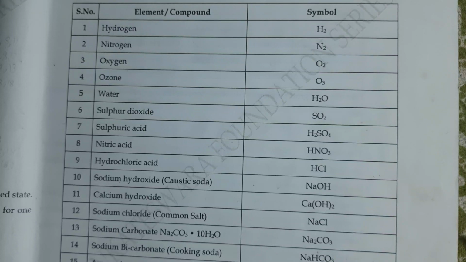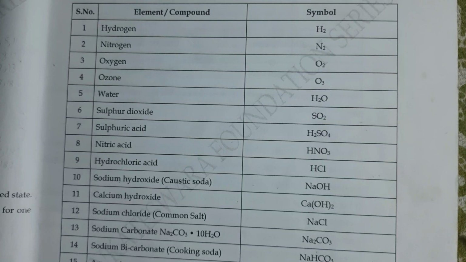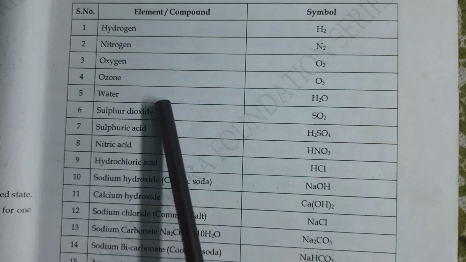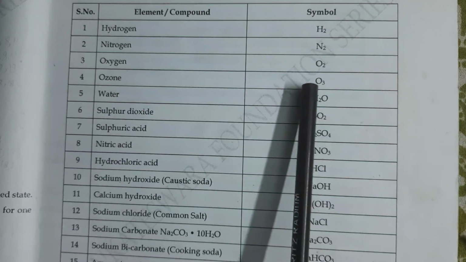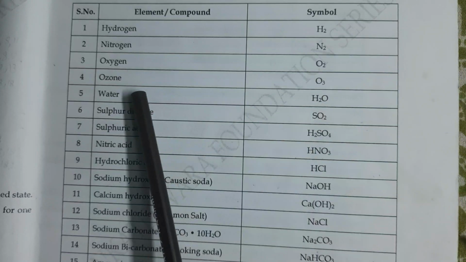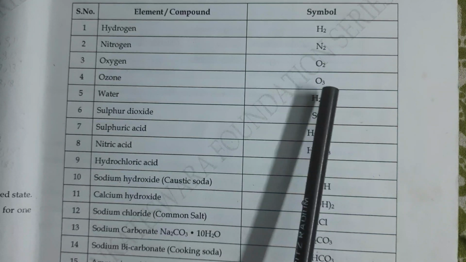Hydrogen, H2, okay, element or compound? Generally compound means 2 or more different atoms are present in it. Of course it is represented as a molecule. Here hydrogen is a gas, in which 2 atoms are present. Suppose nitrogen, 2 nitrogen atoms. Oxygen, O2, here also 2 atoms of oxygen. Ozone, O3, 3 atoms are there.